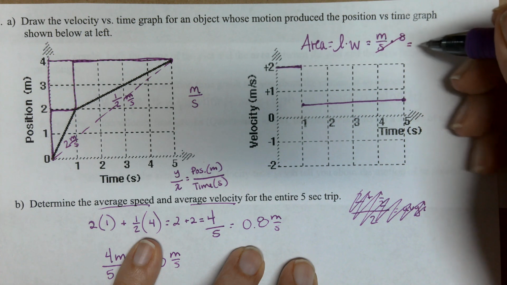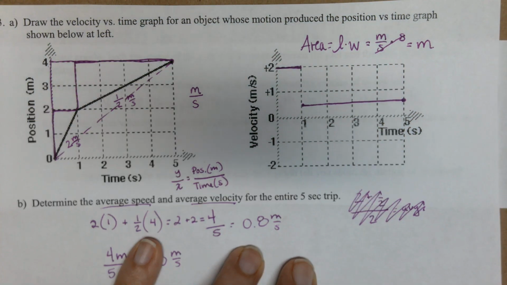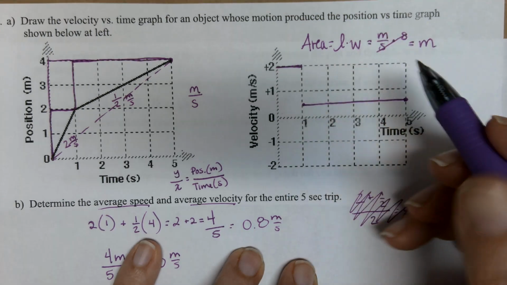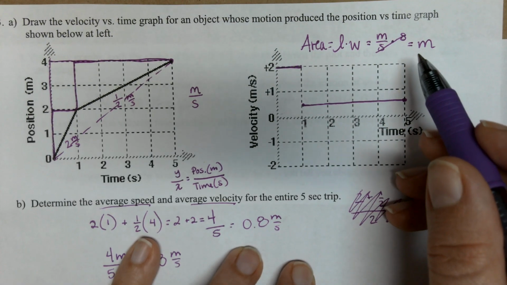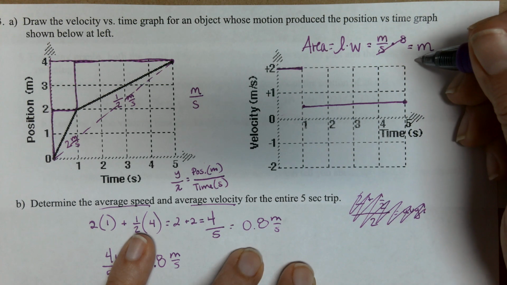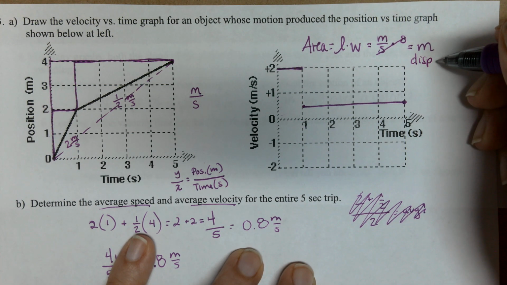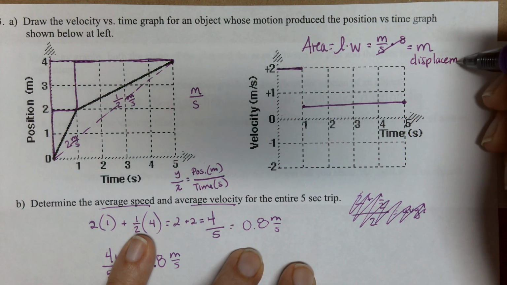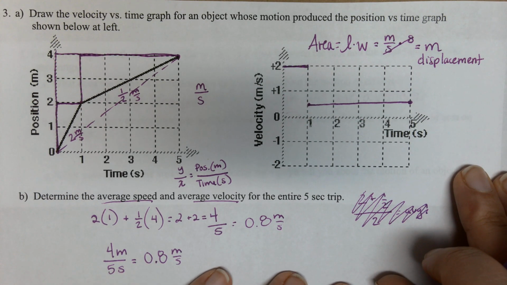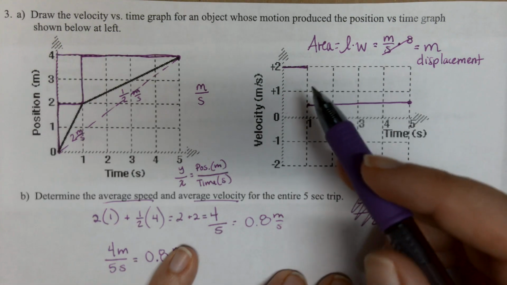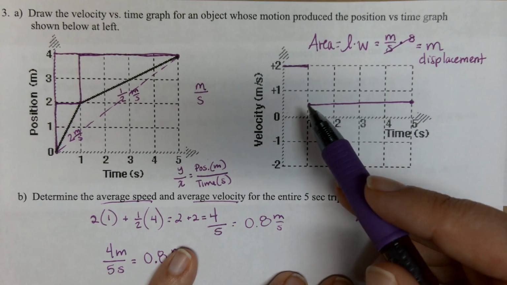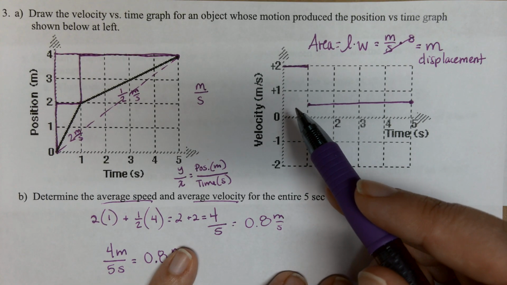The seconds cancel, excuse me. So the area, which is length times width of the box, is going to give us units of meters. And units of meters mean that the area must be displacement or distance. But since we're talking about direction, it is displacement. So we could actually count these boxes and figure out how far the motion was.